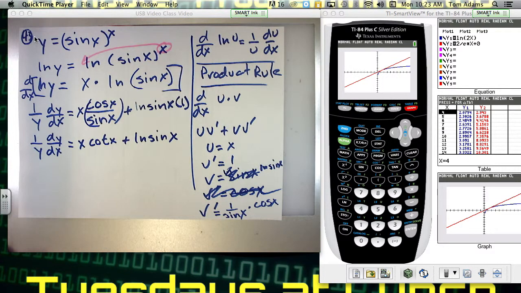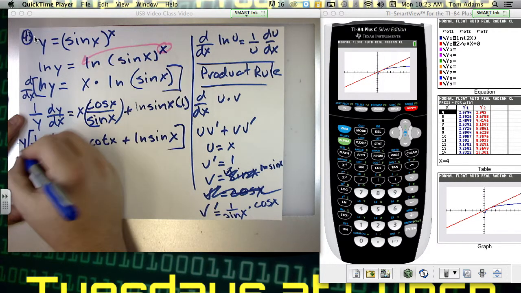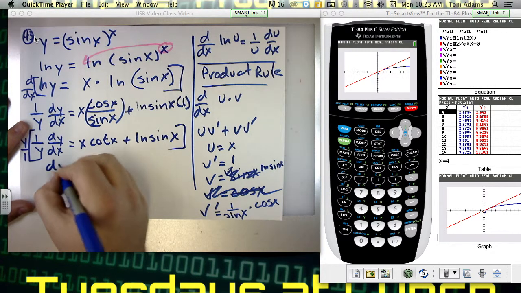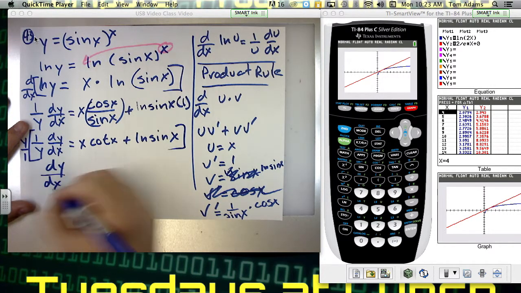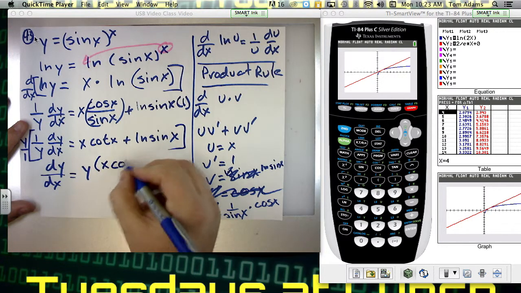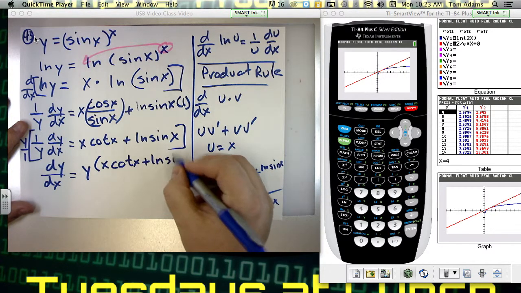Well, we want to find y prime or dy dx, so I'm just going to get this by itself by multiplying everything by y over 1. That'll cancel with this term in the front, so I get dy dx is equal to y times x times cotangent of x plus the natural log of sine of x.